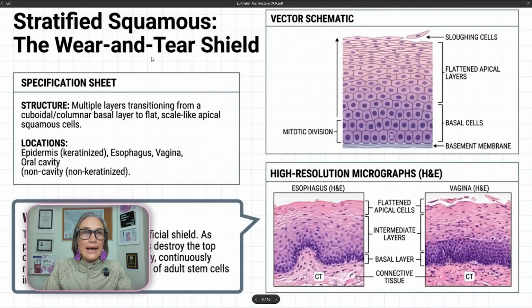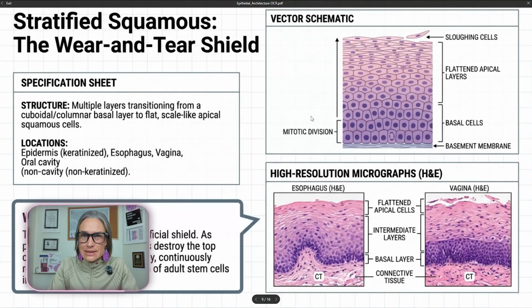This is our wear and tear shield. When you look at this schematic, our basement membrane, this is what I was drawing on the slide as well. Our basement membrane is where the cells sit. Then we have the basal cell layer. Here they are dividing through mitotic division, and then they get flat towards the surface, and at the top, they slough. And this is where you evaluate what kind of epithelium this is.